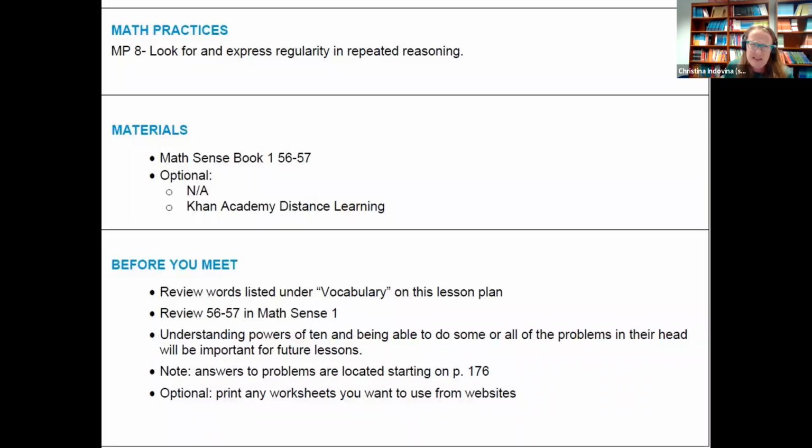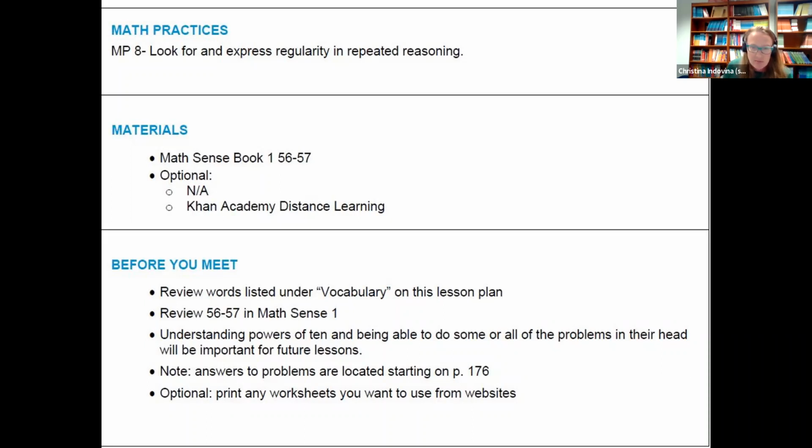You see this thing here that says math practices. We'll talk about that in just a second, so we're going to skip that. The materials show you what you're going to be using in class, and almost always, the book is listed. Khan Academy Distance Learning is listed in every single one of these lesson plans as optional. And here there's one that says NA, but there are other lessons that are going to have websites, apps, and things you can do with your learner that are directly related to what is in this lesson plan.